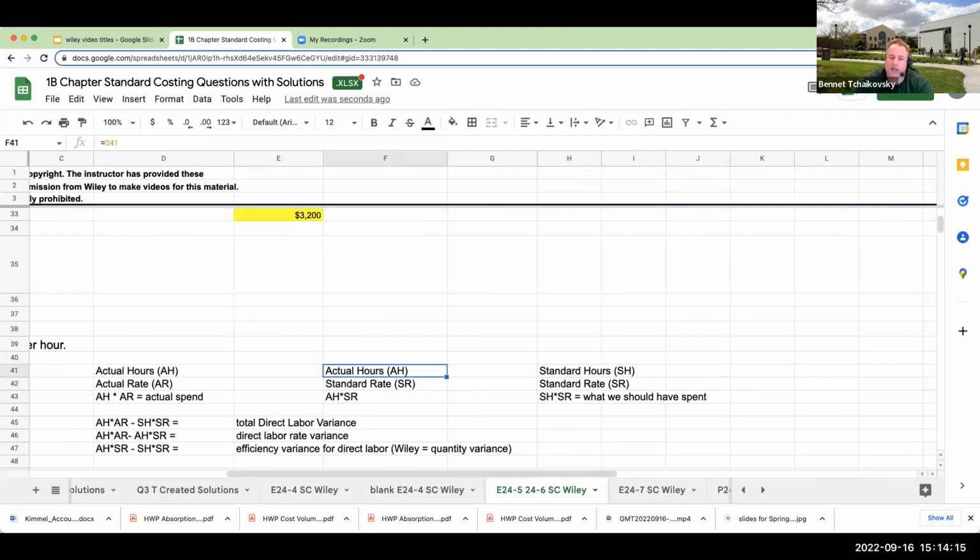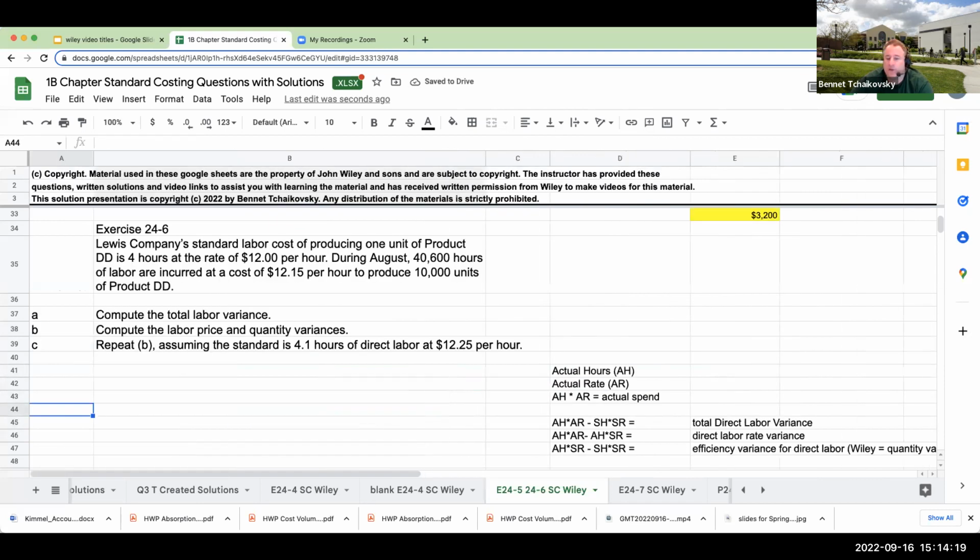So let's go ahead and do our first part, which is figuring out the total amount of the variance. It says Lewis's company standard labor cost for producing 1 unit of product, DD, is 4 hours at the rate of $12 per hour. So it's going to take me 4 hours to make 1 unit at a rate of $12 per hour. Now, here are my actual numbers. I use 40,600 hours at a rate of $12.15 per hour.